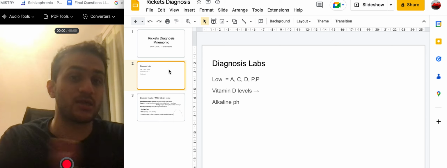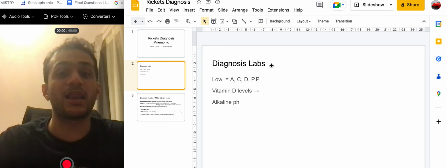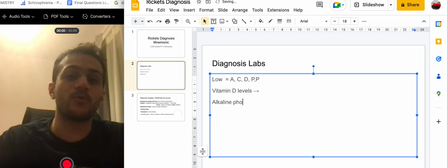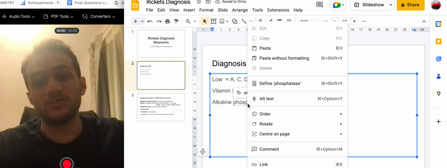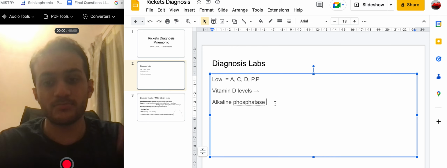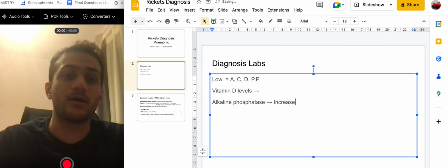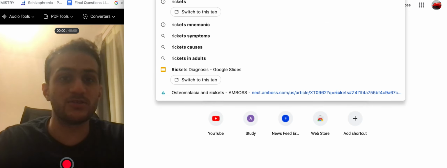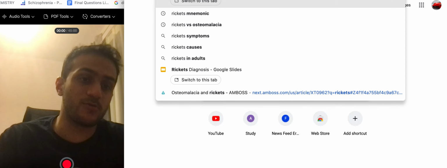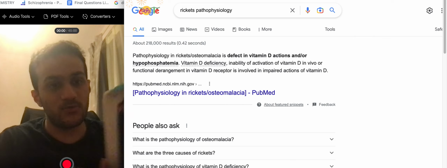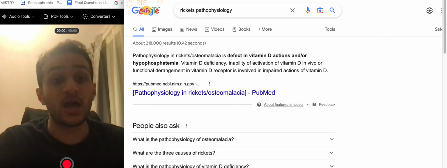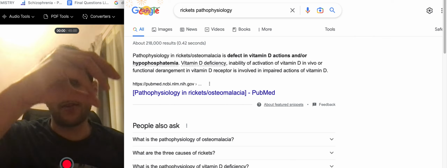But the way I like to approach rickets is kind of the same thing. A as in alkaline phosphatase. As we spoke over here, the bone is going to be the main thing that's damaged. And if you look at the pathophysiology of rickets, your bone is basically not getting mineralized. The reason I'm bringing in pathophysiology is because it really helps us to figure out the diagnosis.